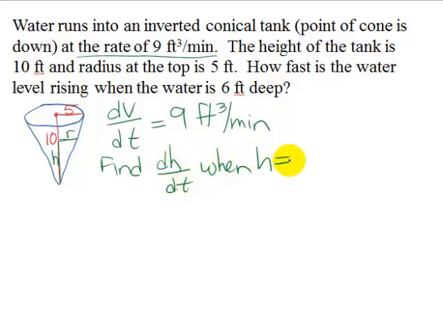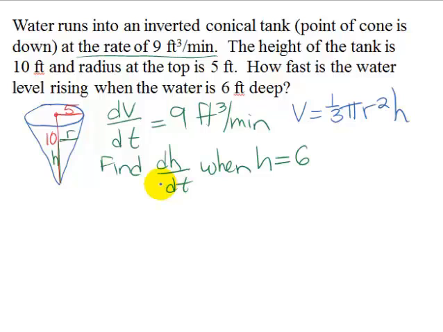when h equals 6. Now, looking at this, we need a connection between volume, h, and r, so we're going to need to eliminate one of the variables at some point. Connecting those variables, the volume of a cone is 1/3 pi r squared h. So we do have a connection, we just have too many variables. We want to eliminate the r and leave the h in here because we're looking for a rate of change of h.